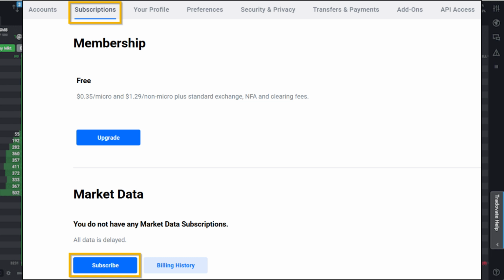Now for you to be able to get real-time market data, you just need to subscribe to them first. Hit subscribe, complete your purchase, and you should be able to receive real-time market data and trade off. And that's it. That's how you get real-time market data on Tradovate.